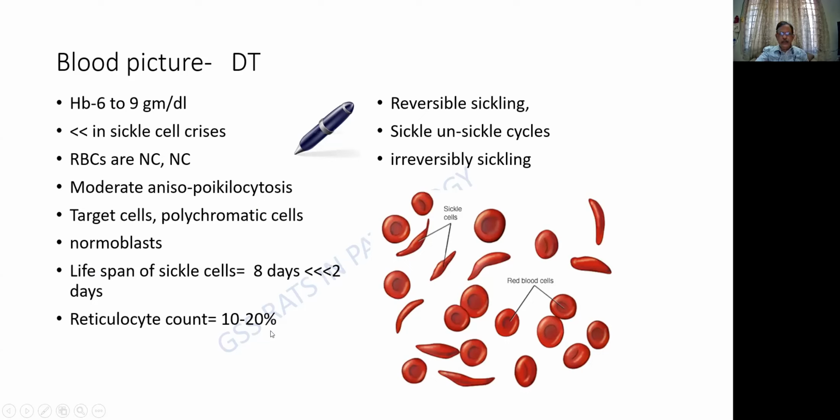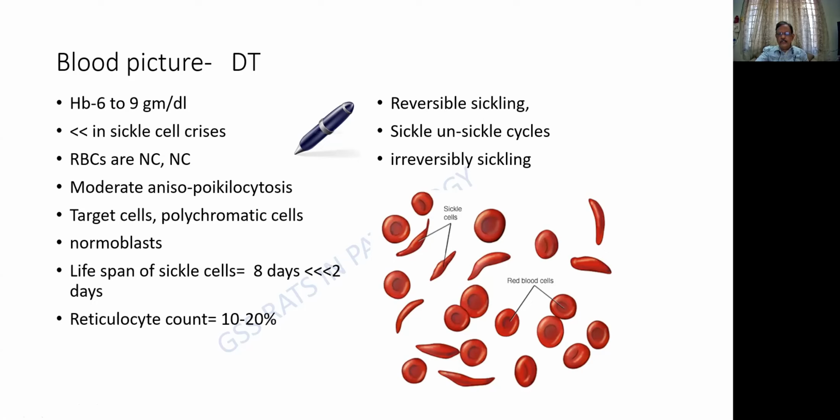Here it can be 10 to 20%. These are all things that we should remember. Initially, the cells undergo what is called reversible sickling. There is sickling when the cell passes through a narrow passage, but once it is out, it changes back to normal. It becomes a normal RBC.